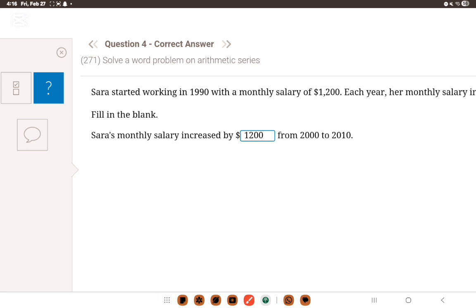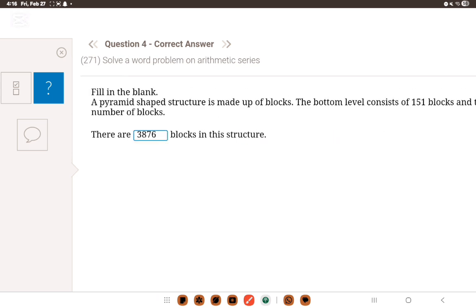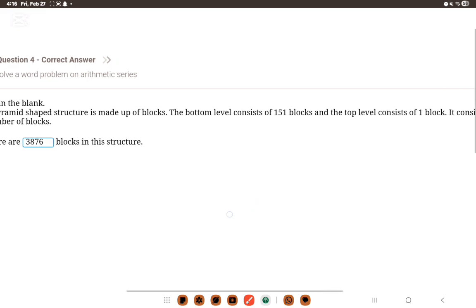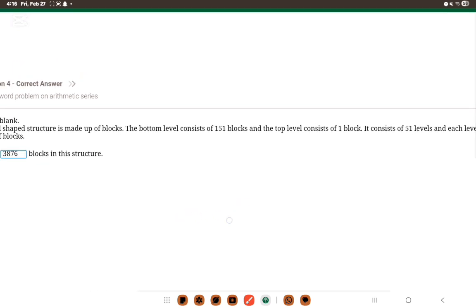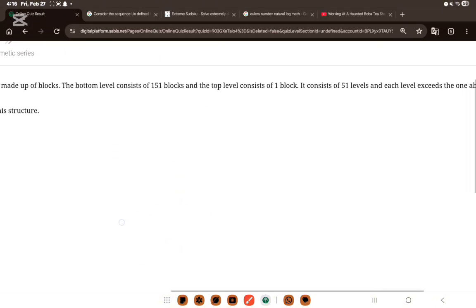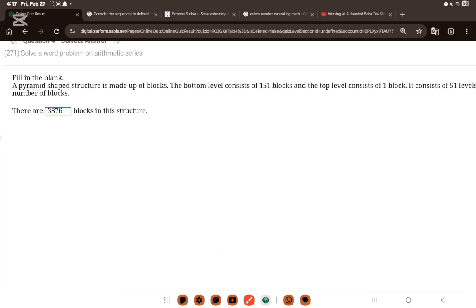Question 4. Solve a word problem on arithmetic. Now a pyramid-shaped structure is made up of blocks. The bottom level consists of this many blocks, and it consists of 51 levels. Let me just zoom out more. Now we have a pyramid. Now a1 is equal to 151. Now n is equal to 50, oh wow, that is 51.